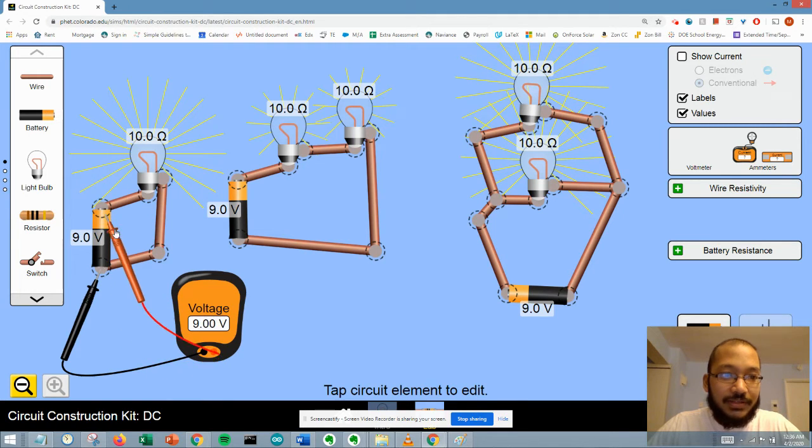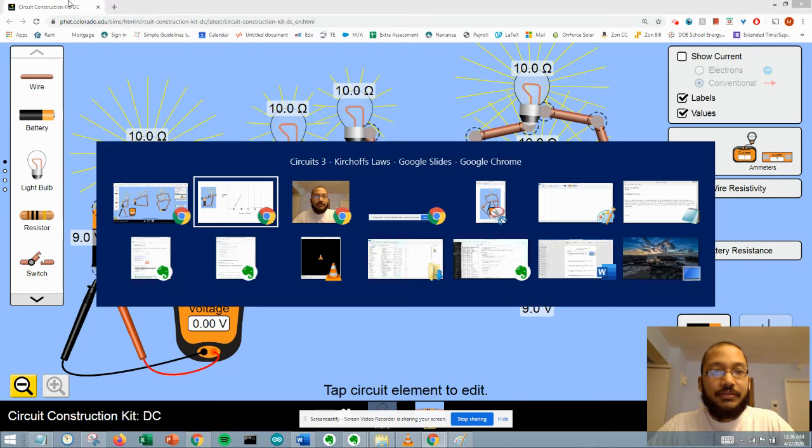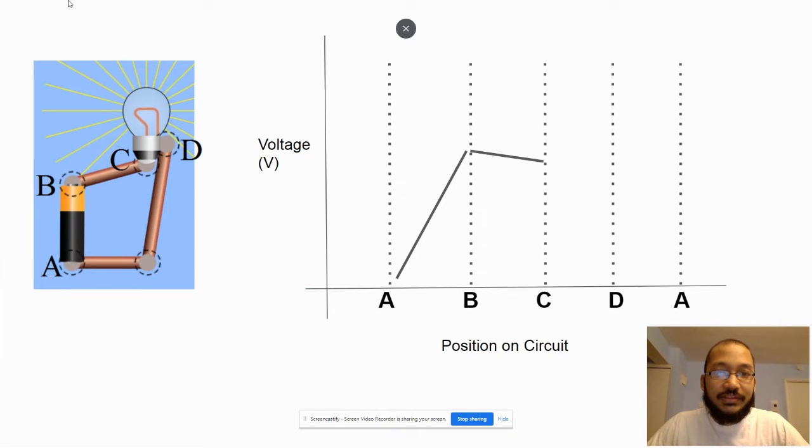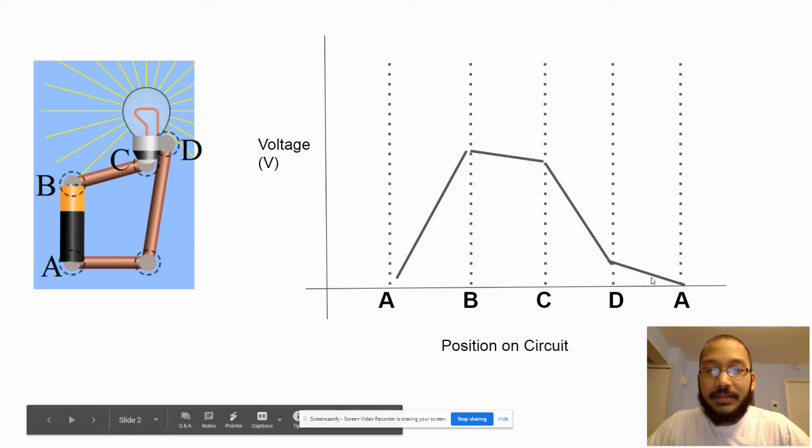So 0, 9, a very, very small drop across the wire. Big drop across the light bulb, going from 8.98 to 0.06. So almost a 9 volt drop. And then as I work my way back down, back to 0. So the shape looks something like this. Just a very small, almost negligible drop between B and C. Huge drop from C to D across the light bulb. And then a small drop from D back to A.